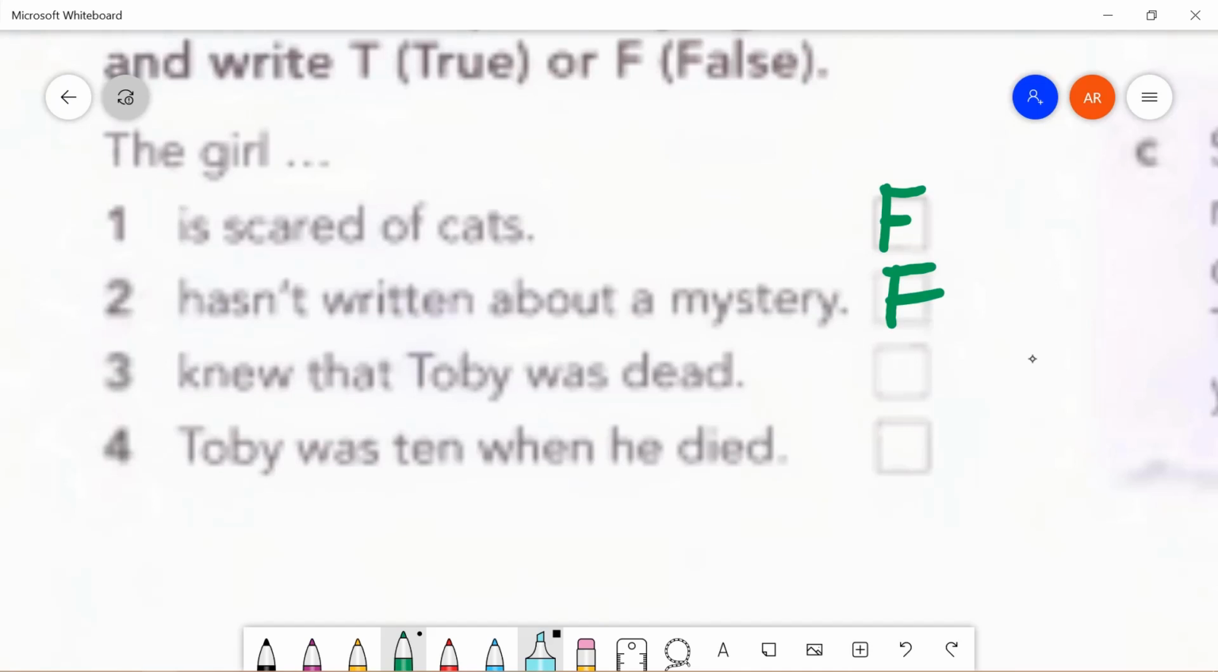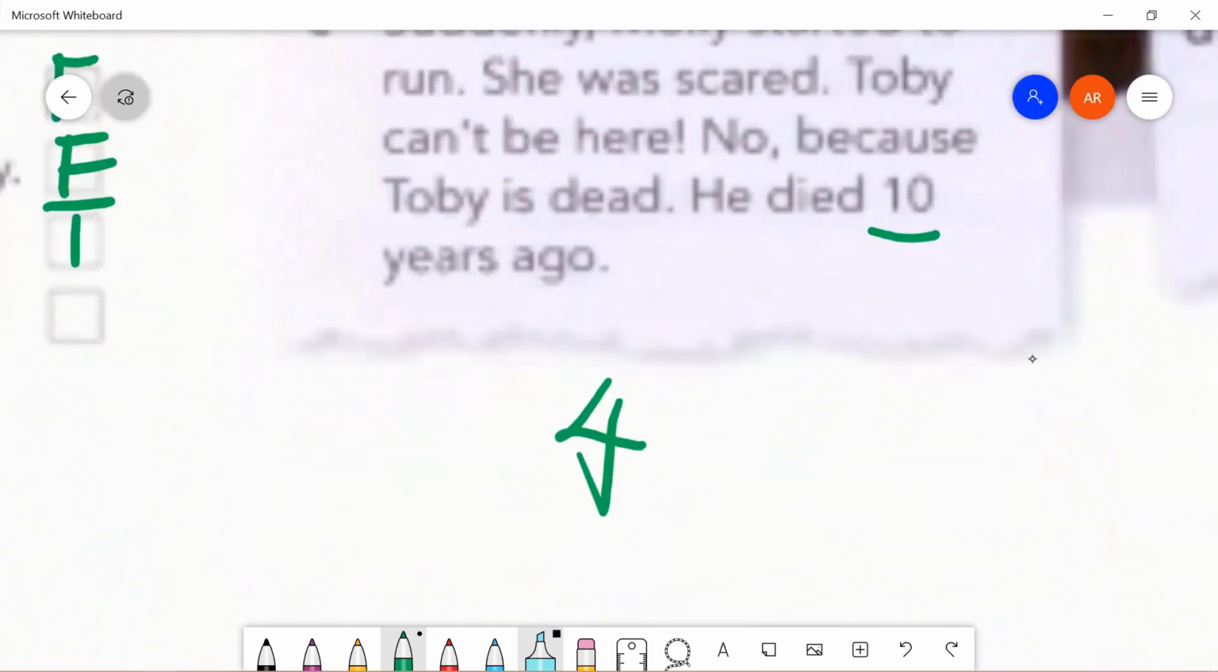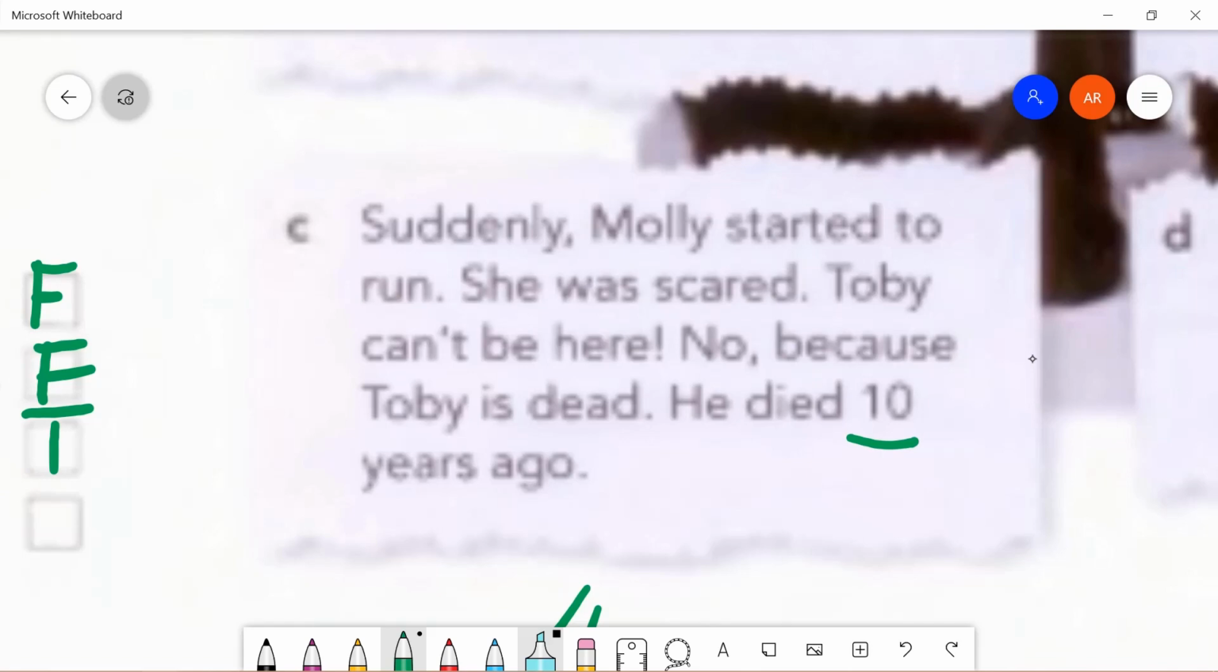Number three, the girl knew that Toby was dead. Yes, she knew that Toby was dead. How do we know this? Look at paragraph 4. Toby can't be here. No, because Toby is dead. He died 10 years ago.